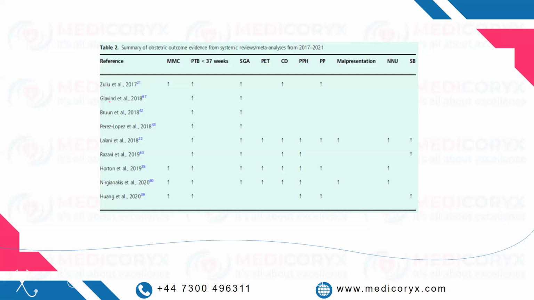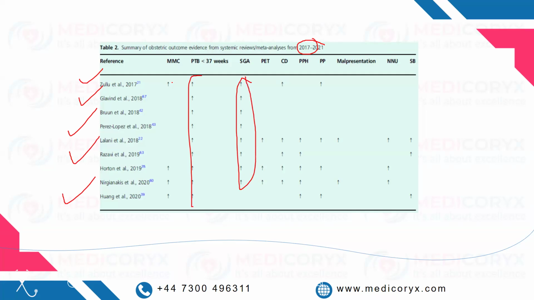So this is almost a summary of the obstetric outcomes from systematic reviews and meta-analyses. Multiple studies have been conducted all around the globe, and in almost all studies, preterm birth has been increased, followed by small for gestational age, followed by cesarean delivery, PPH, malpresentation, neonatal unit admission, and stillbirth rate as well in some studies. So we can simply say that preterm birth less than 37 weeks is quite common in women with endometriosis, followed by small for gestational age, followed by cesarean delivery.